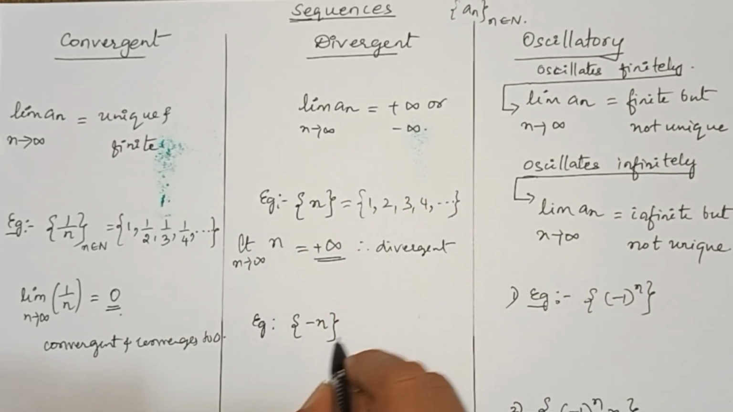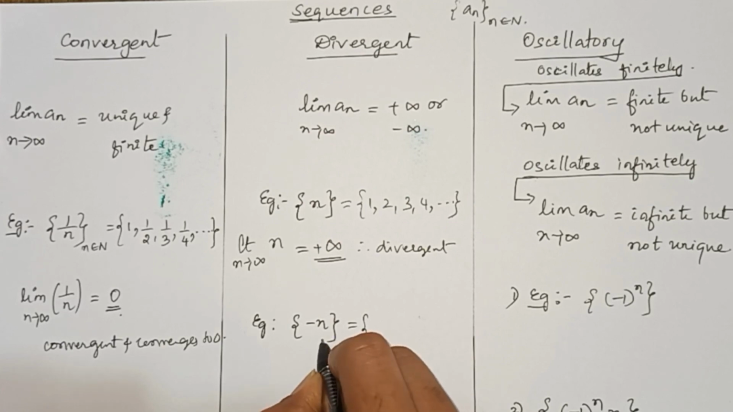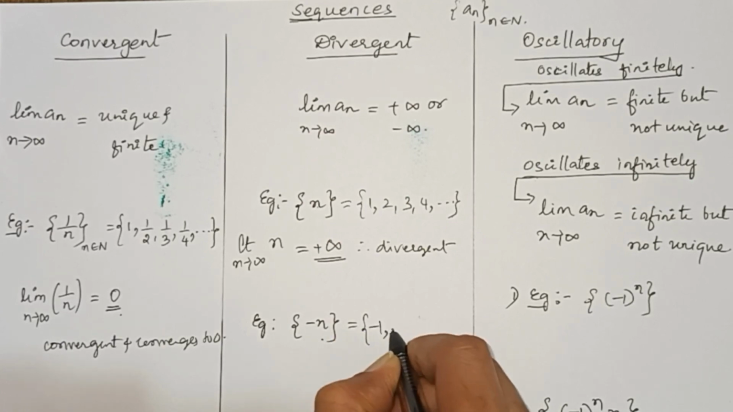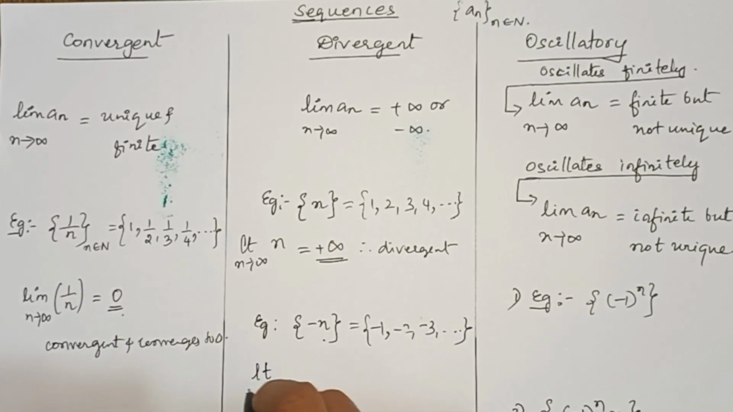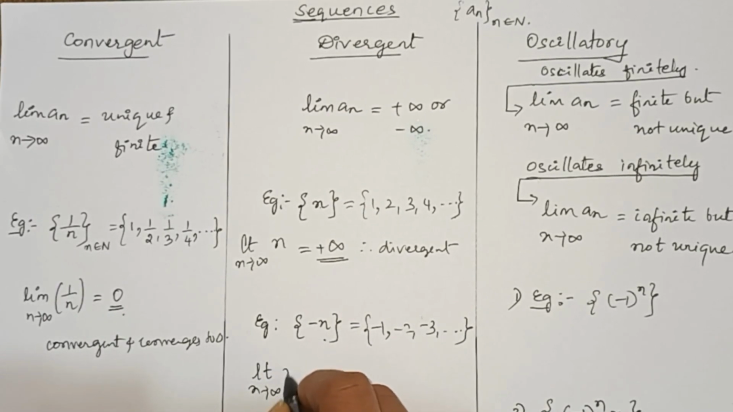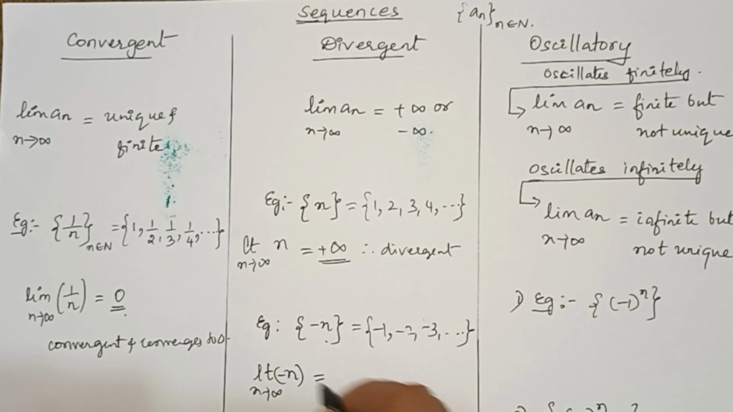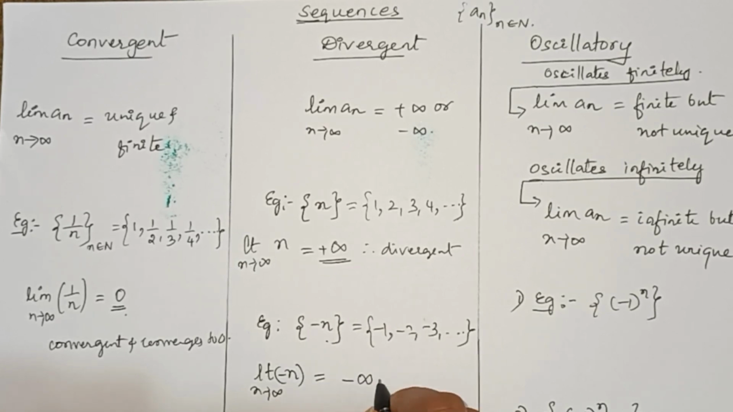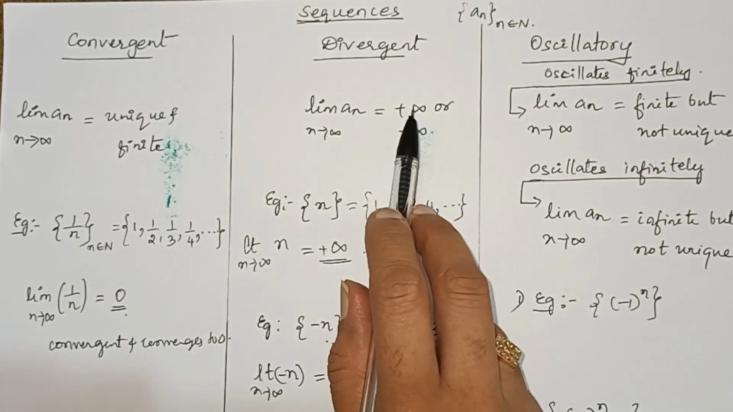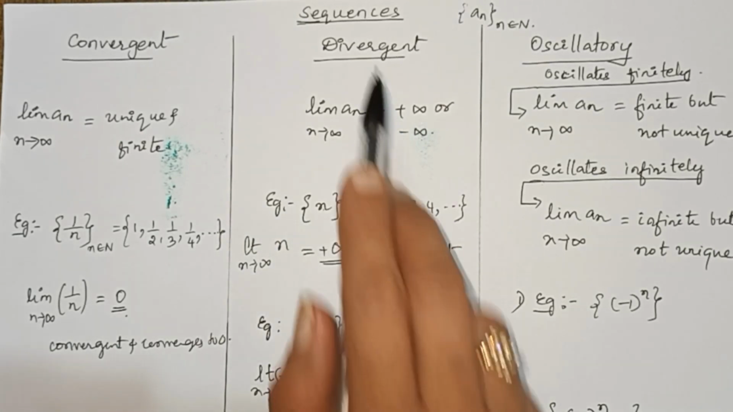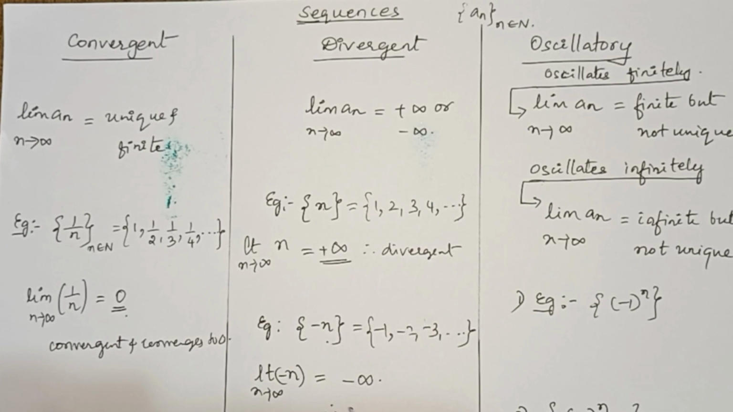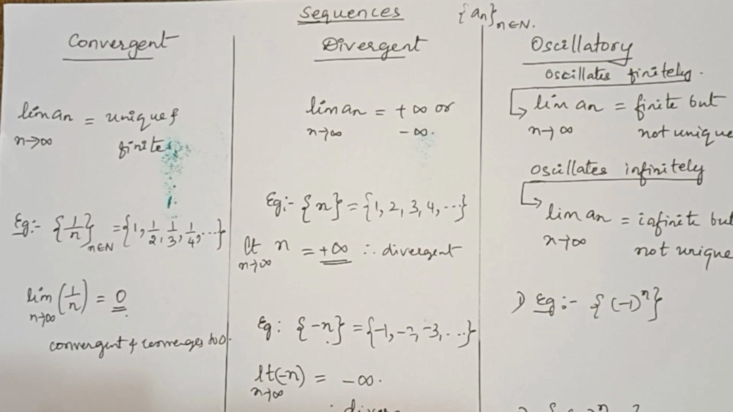But see here, in this case, when you go on giving values for n, we'll get -1, -2, -3, and so on. So find the limit of the nth term of the sequence, that is -n. Apply the limit, we'll get minus infinity. You can get either plus infinity or minus infinity. In any of the cases, it is divergent. So in this case also, the given sequence is divergent.